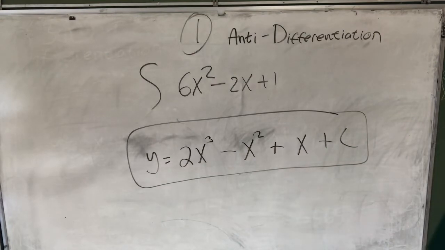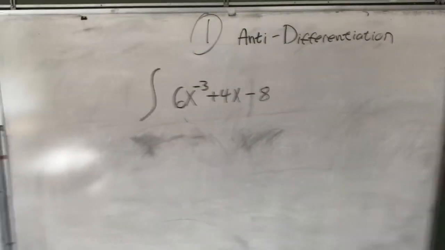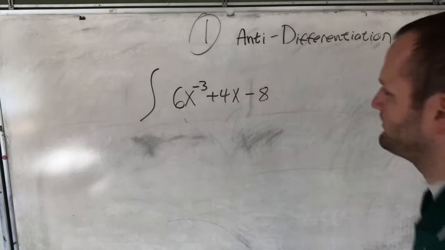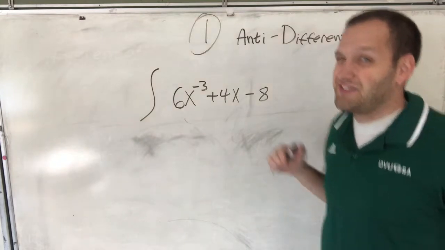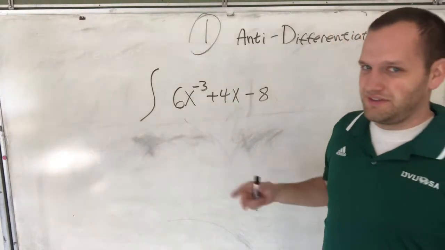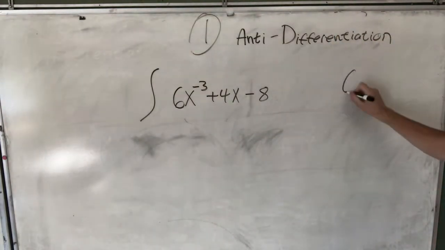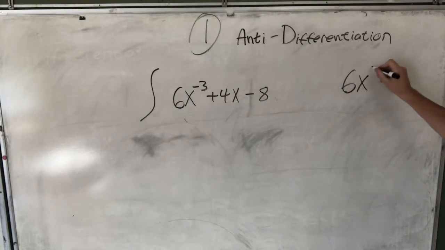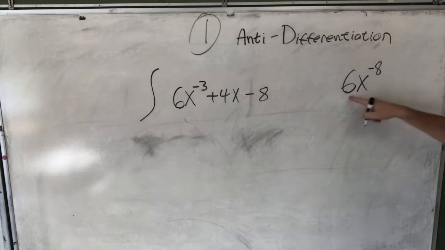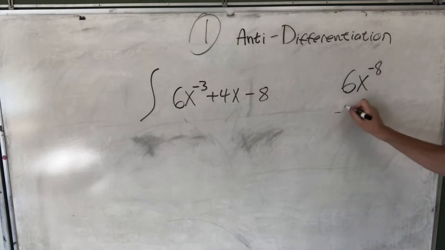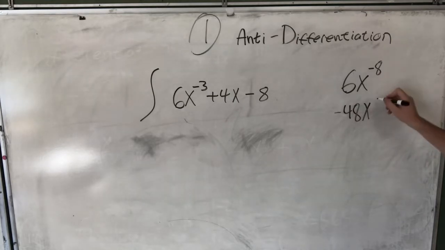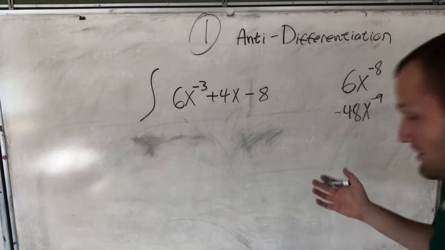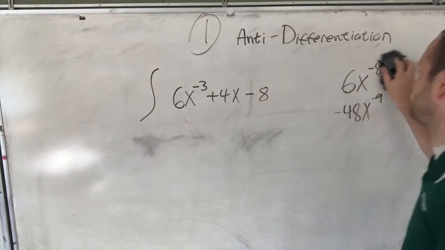Let's try another problem. Here we've got 6x to the negative third plus 4x minus 8. You haven't seen a lot of negative exponents, but it's still the same thing. If we had, let's say, 6x to the negative 8th power, and we took the derivative, remember, you multiply, negative 8 times 6 would be negative 48x, then you subtract 1. What's negative 8 minus 1? It's negative 9. That's how you would take the derivative with a negative exponent, just as a quick reminder.